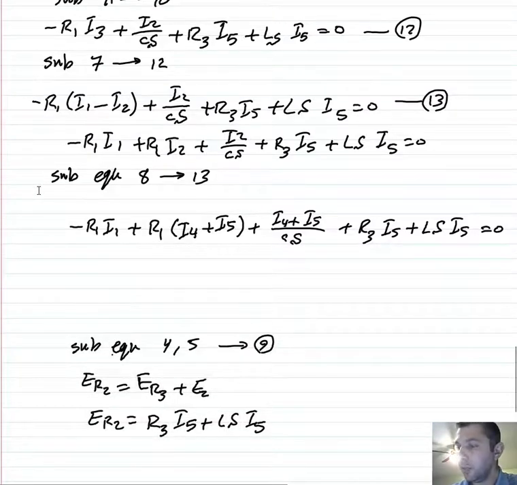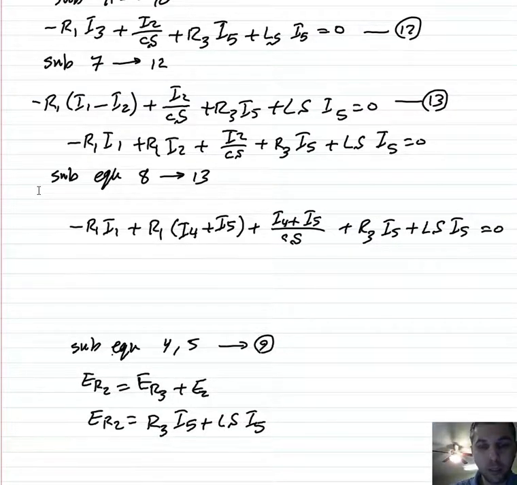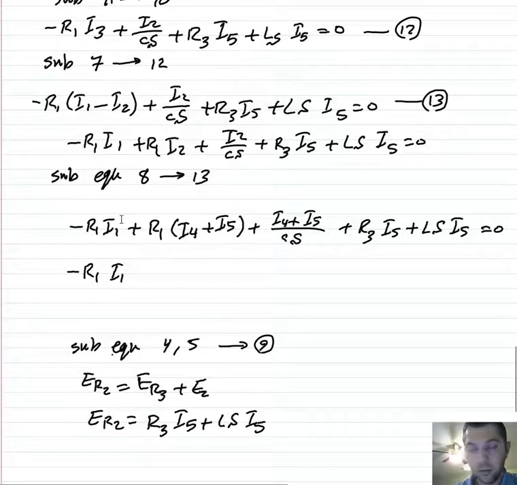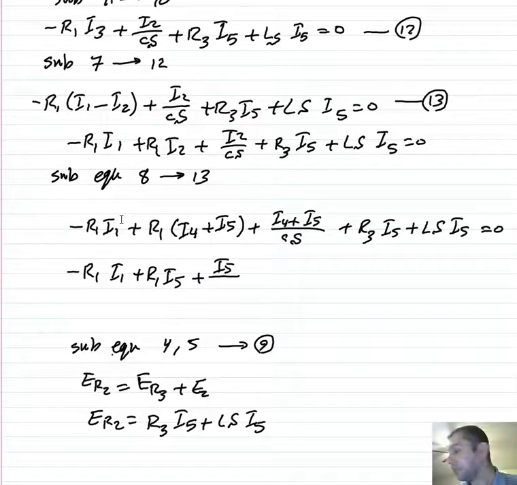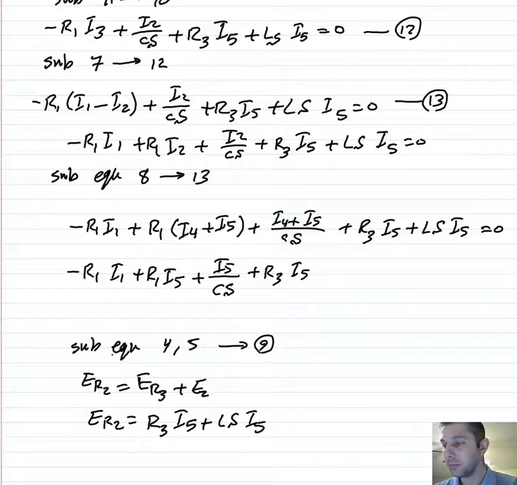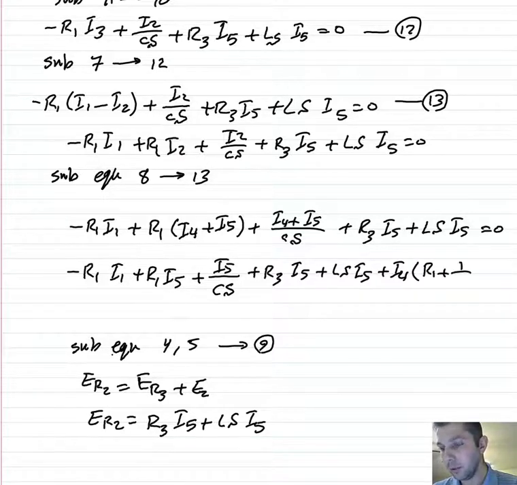So we will reduce this equation more, and we have minus R1 current 1 plus R1 times I5, plus I5 CS, plus R3 I5 plus LS I5 plus I4 times R1 plus 1 over CS is equal to 0.